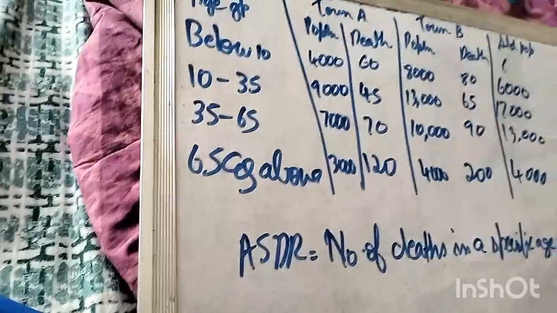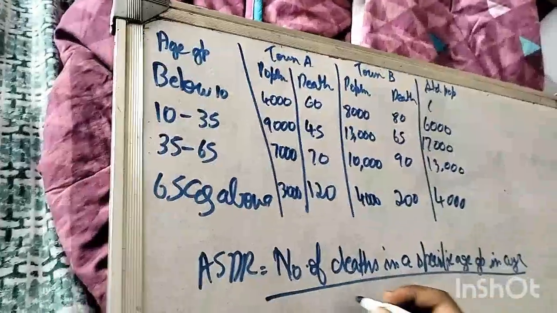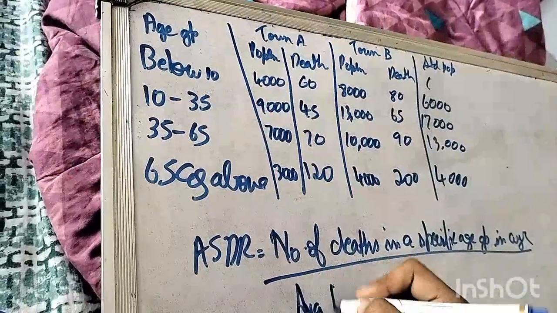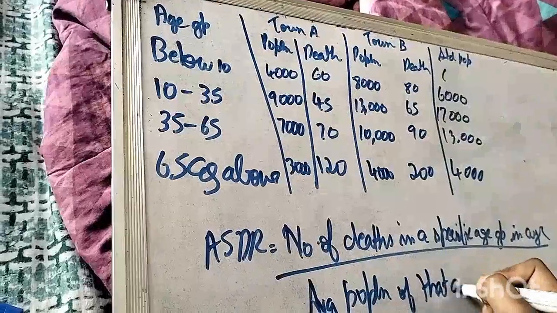Number of deaths in a specific age group in a year divided by average population of that age group in a year into 1000.